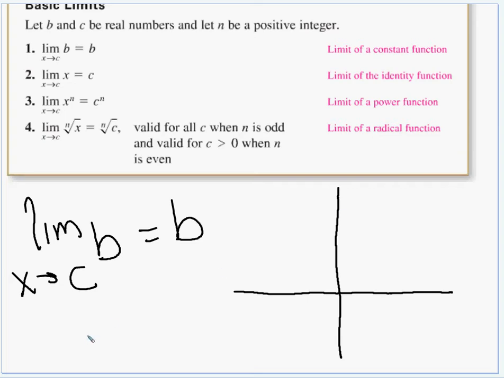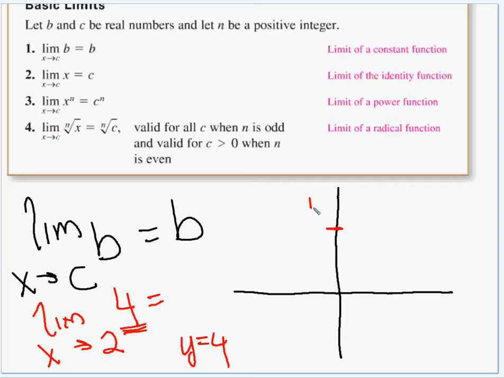But if I wrote something like, let me just change that to the limit as x approaches 2 of 4. So here, this 4 is our function. What does the function 4 look like? Or you could think about it as y equals 4. Well, here's 4 on the y-axis. Y equals 4 would be a horizontal line. So no matter what I am approaching, my limit is always going to be this same value.